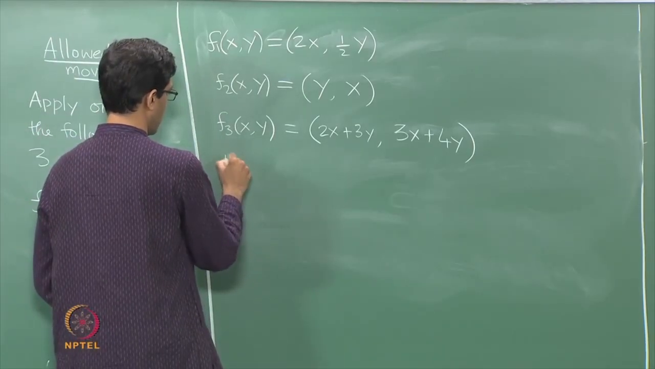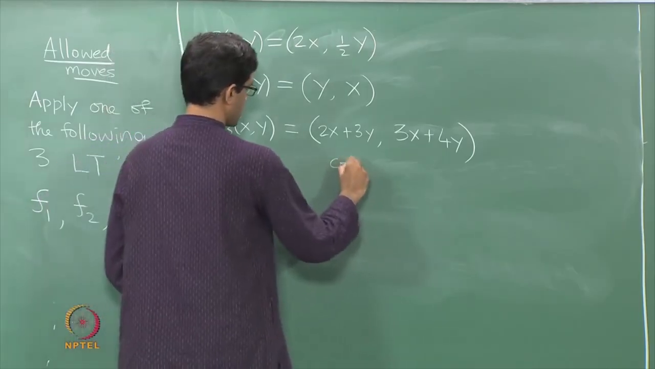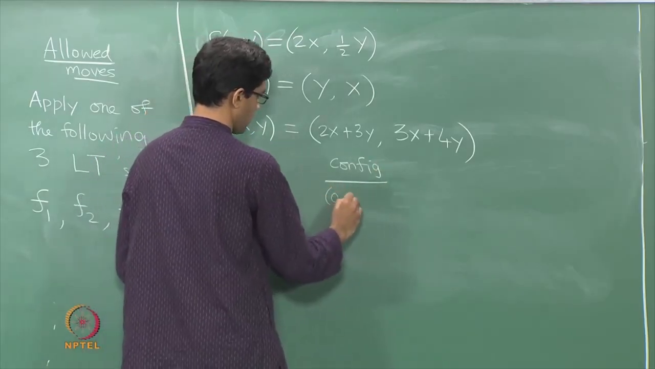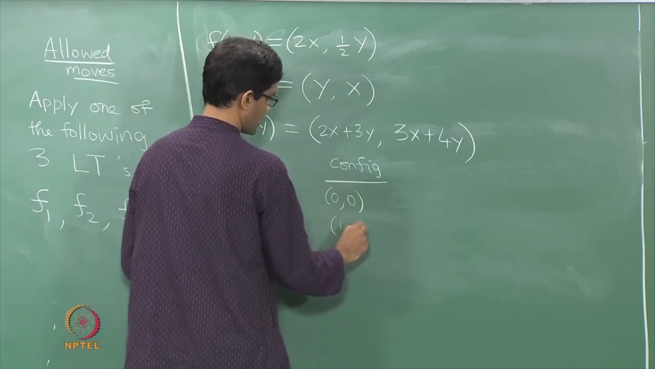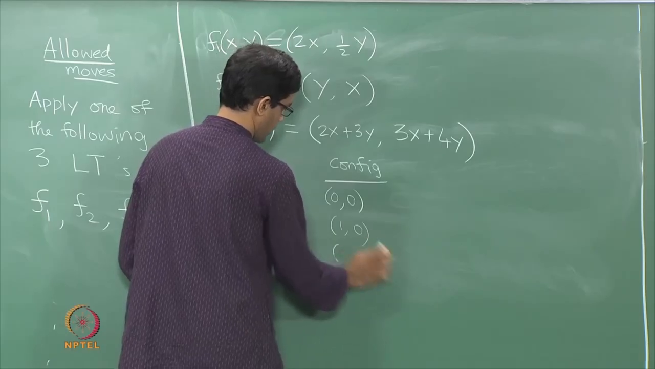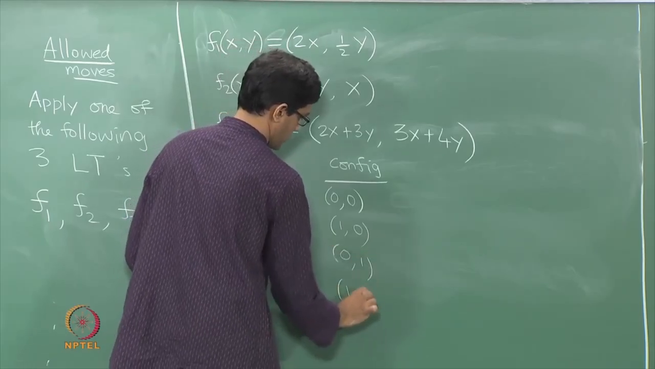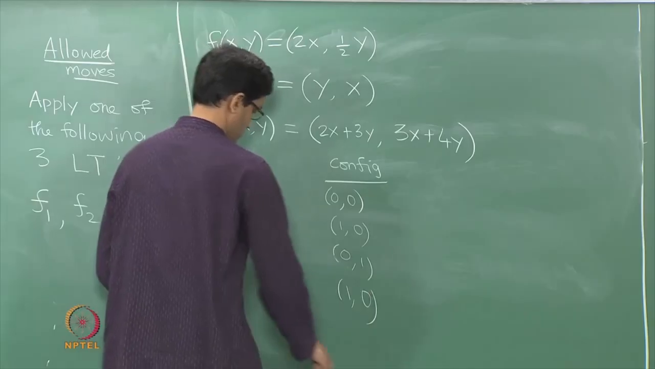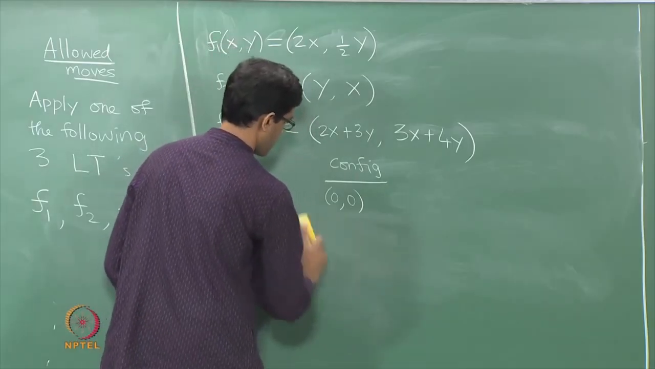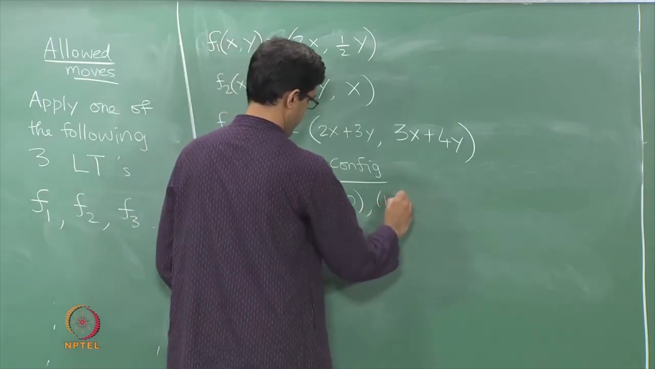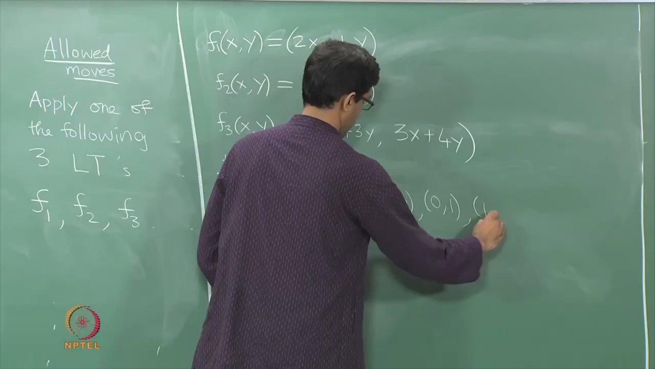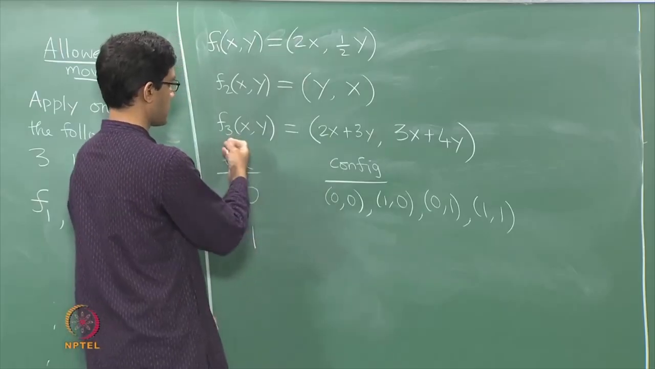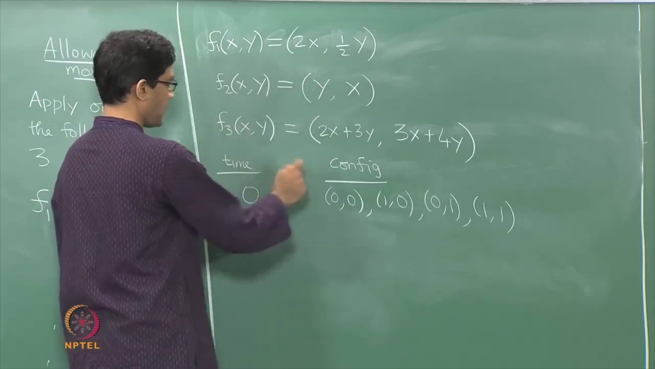So here's the configuration. Again, here's time. At time t equal to 0, the initial configuration consists of the four points 0, 0, 0, 1, 1, 0, and 1, 1. So that's where my four coins are placed. Now what happens at time t equal to 1? I pick one of these three linear transformations. Let's imagine I pick the transformation f3. Now I'll apply f3 to all these four points.